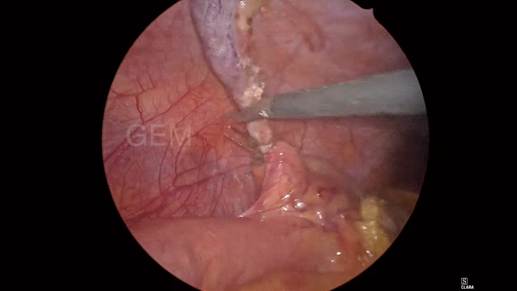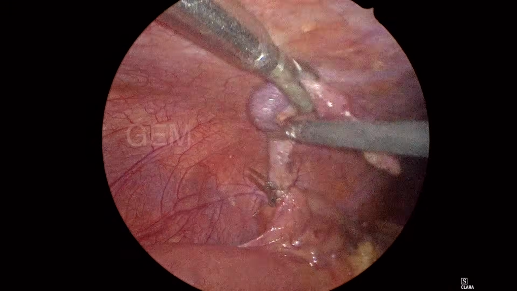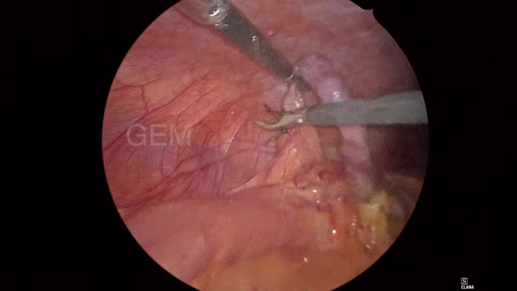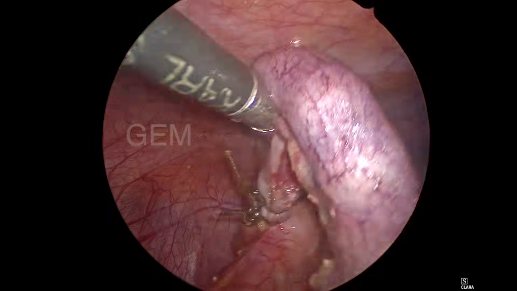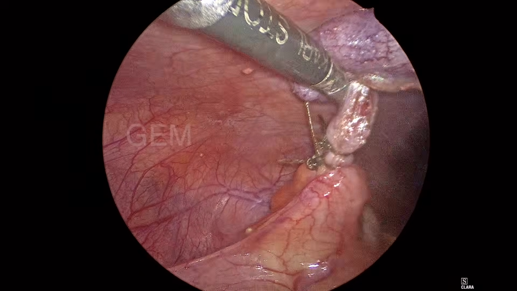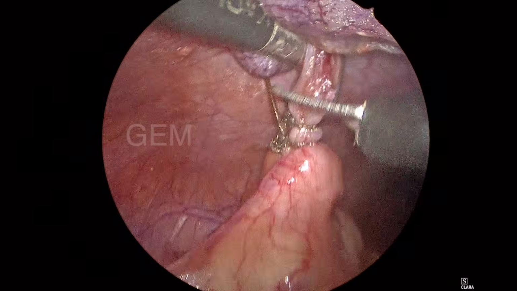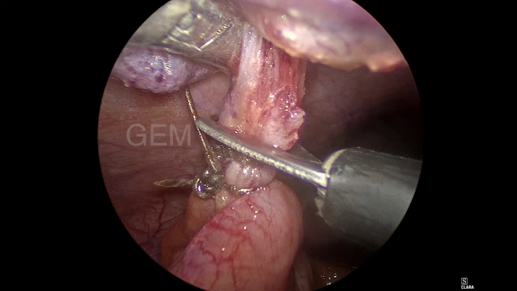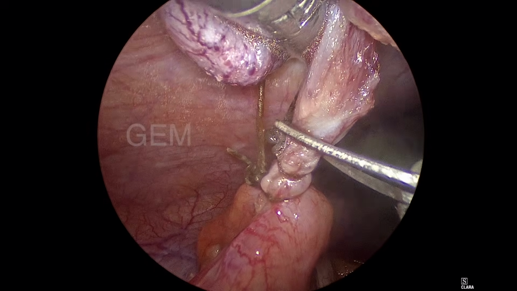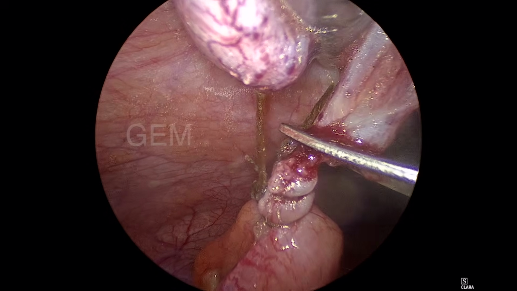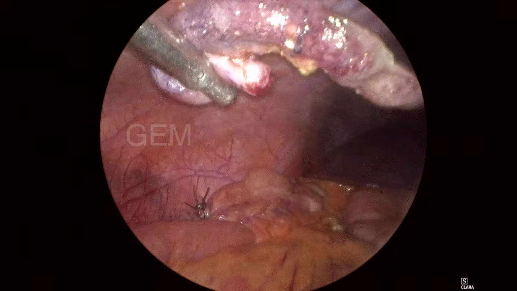The standard teaching is that we apply another loop around a centimeter away from the previous loop, and then you divide, so that the content of the appendix will not come out when you are taking it out. And the third loop, we should not divide. So the loop will be holding the appendix, even if there is accidental slippage of the appendix from your instrument, the loop will hold it. We are not practicing that, but that is the standard teaching.